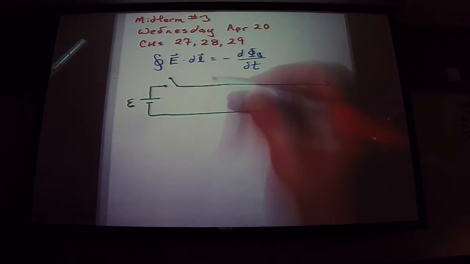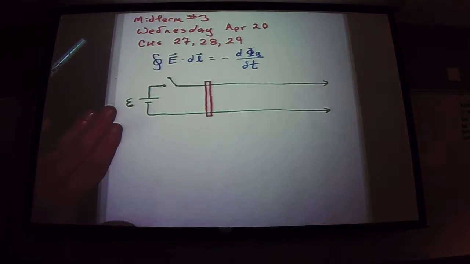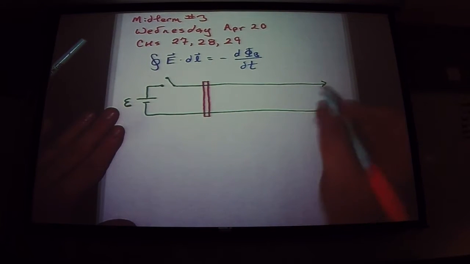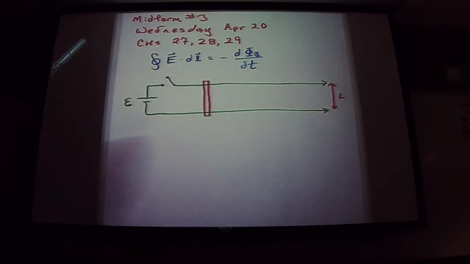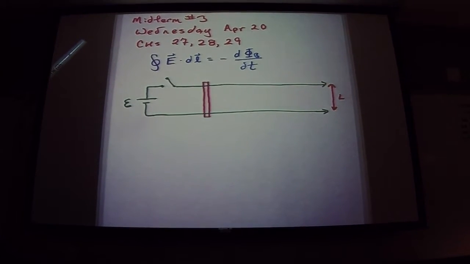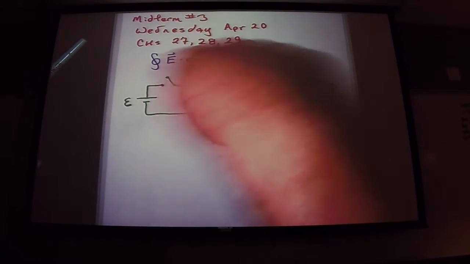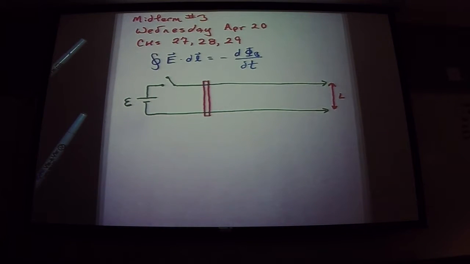And a thicker rod with a length L connects the top and the bottom, so that when the switch is closed, current can flow through the circuit. Current can flow through this rod. Which is all fine and dandy. We close the switch and that would be it, right?